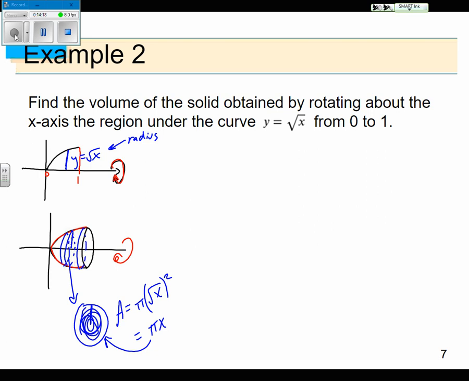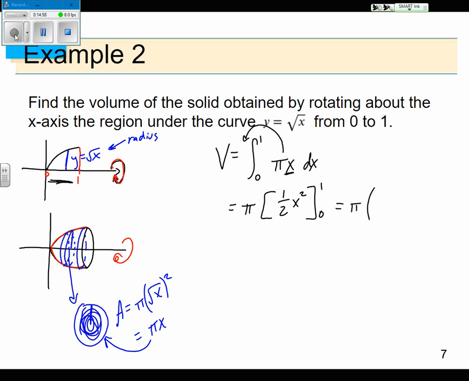Now, in order to get what the volume would be, I'm going to take all of those disks that I have in here from 0 to 1, and I'm going to add them up. And so the area of each one is going to be pi x times the width of it, dx, which is going to be really small. I'm here to tell you, you can always pull that pi out in front. So this pi can come out in front, and I can just integrate this x right here, which gives me 1/2 x squared, evaluated from 0 to 1.